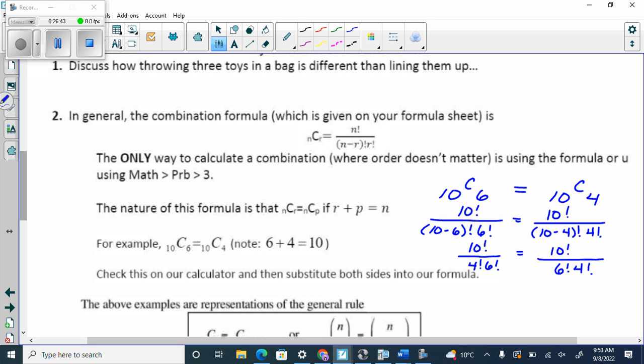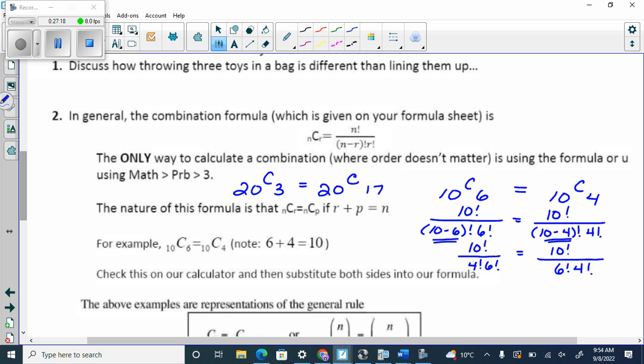So what can you tell me? If I gave you 20C3, what would that be the same as? 20C what? Anyone know? 20C3. Same as 20C what? Yeah? 17. This guy makes different bases for different things, and knows that that's 17. What did you do, Nathan? You did 20 minus 3, which is 17. Because all you're doing here is you're subtracting the two numbers and getting the other number, correct? So with C's, it's actually just the two numbers subtracted.